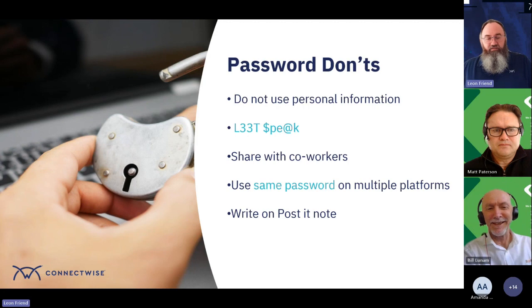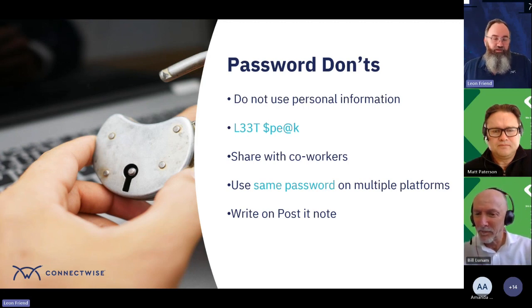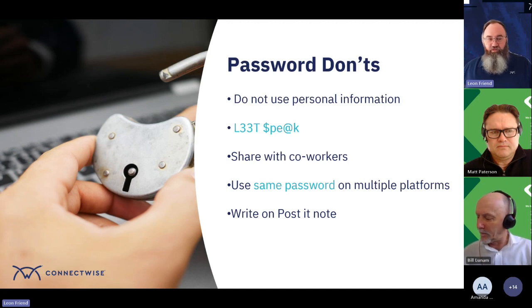Don't use, this is a really common one. This is a bit old school, but this is actually a real thing. This is called leet speak, right? So basically, as you can see here, we've replaced the E's with 3's, we've replaced the S with a $ sign, and we've replaced the A with an @ sign, right? That's a really common tool.